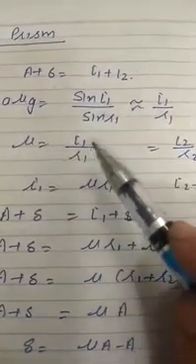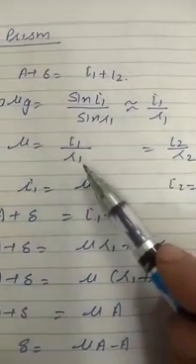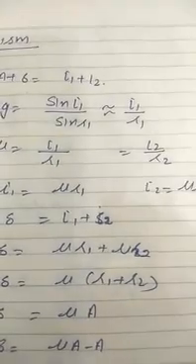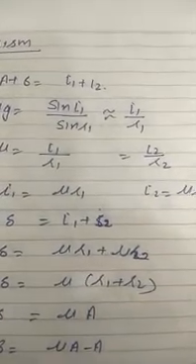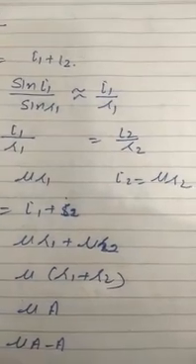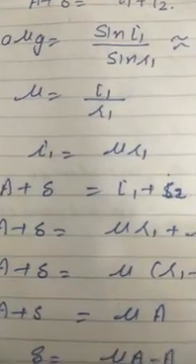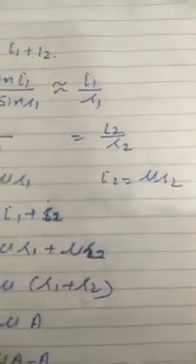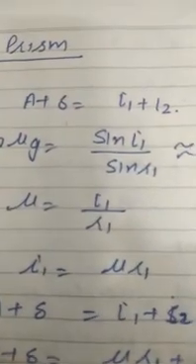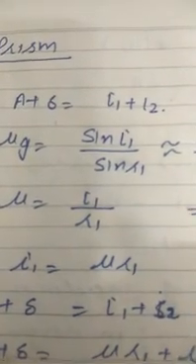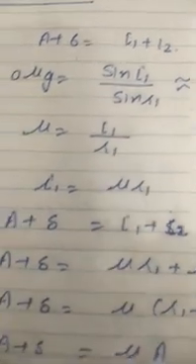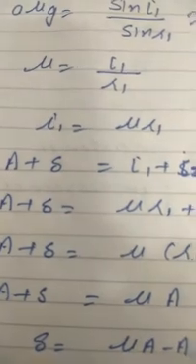So mu is equal to I1 upon R1, and similarly a mu g was also equal to sin I2 upon sin R2, and that will also be I2 upon R2. In this way we get I1 equal to mu R1 and I2 equal to mu R2. And our relation was this in the last video, that A plus delta equal to I1 plus I2. So we get the values.